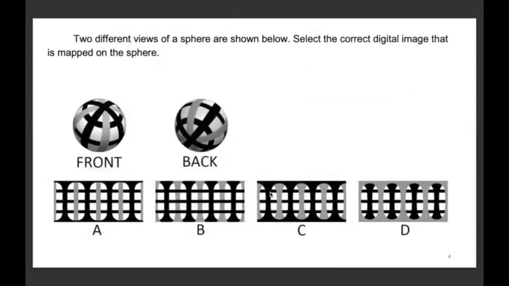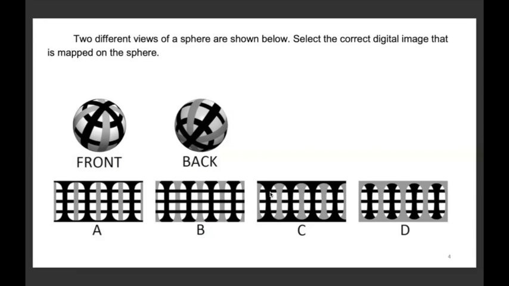Two different views of a sphere are shown below. Show the correct digital image that is mapped on the sphere. You have to consider this to be a screen or a digital image that will be mapped on the sphere. You have to identify from the front and the back view of the sphere which is the correct digital image which can be wrapped on the sphere. This is very easy. It may look a little bit complicated, but it's very easy.